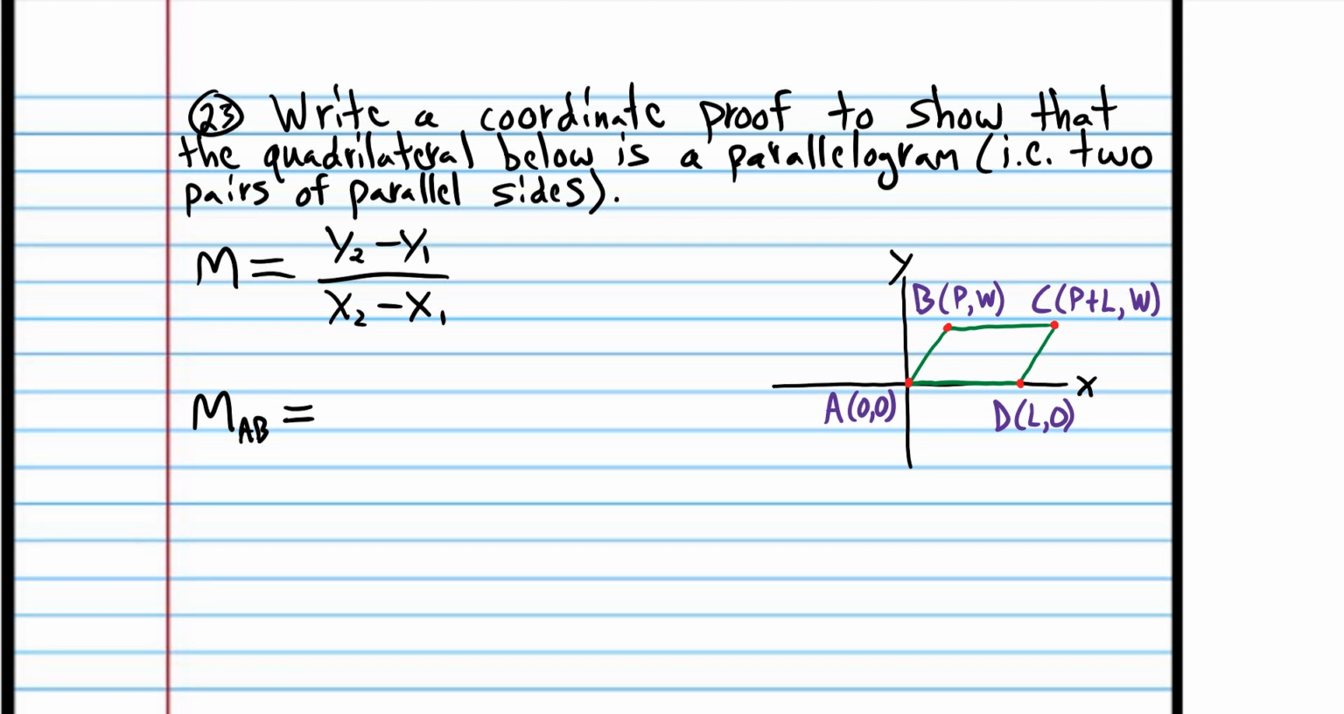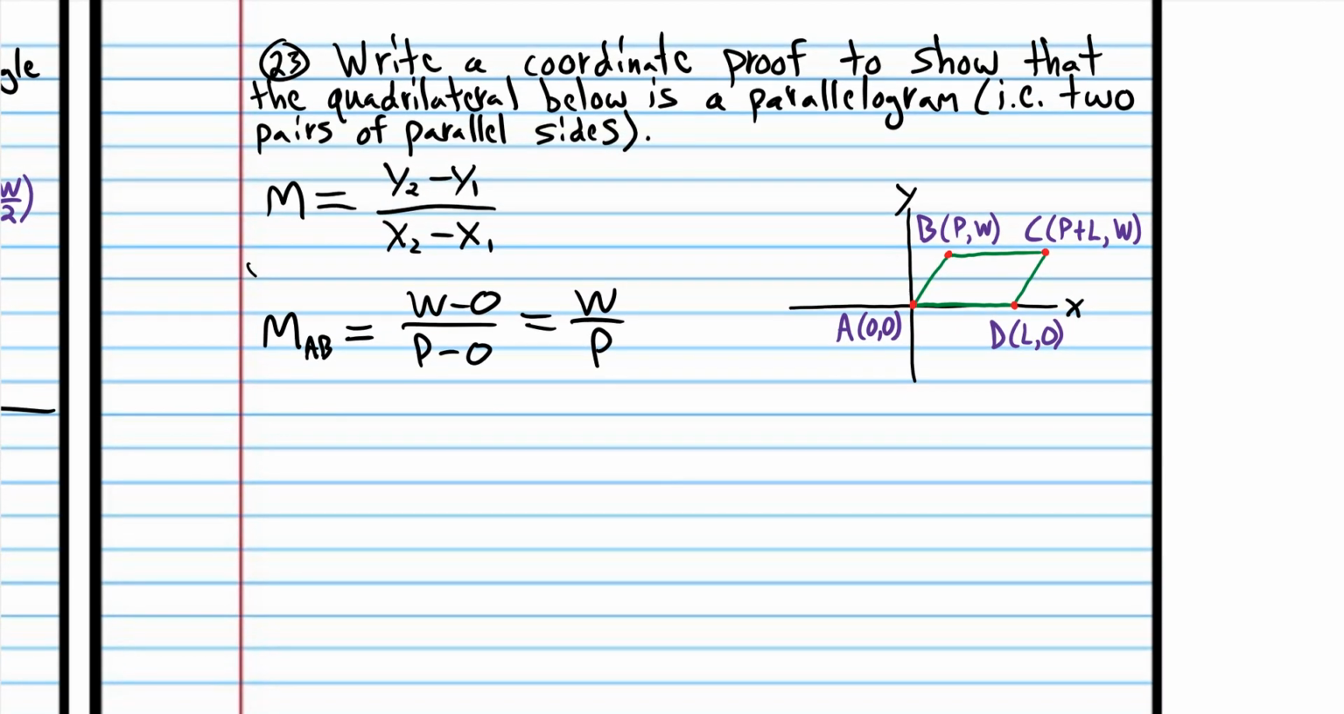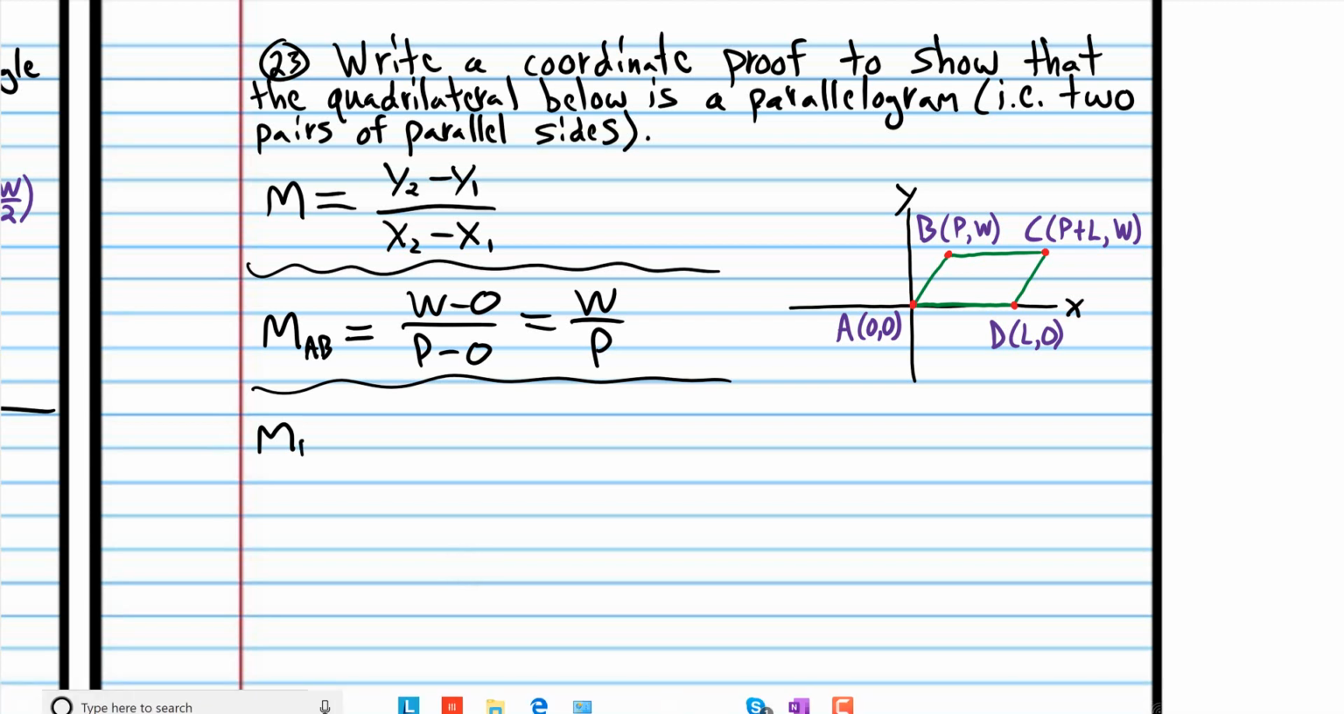So I'm using A as (0, 1), and we have W minus 0 over P minus 0, which is W over P. So very easy. That's the slope of AB. Now we're going to find the slope of DC and see if that is also W over P, because we want to show that AB is parallel to DC.